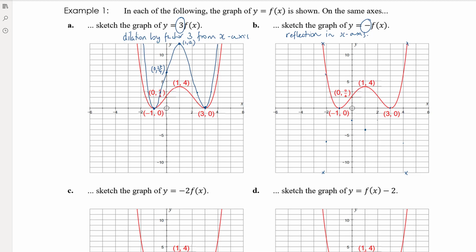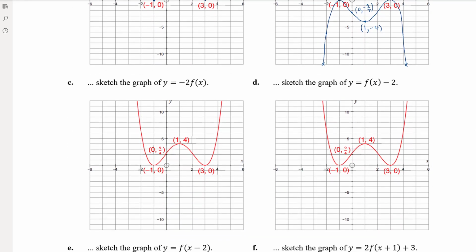And so we essentially get our quartic graph, same shape, just upside down. But we can be quite technical about that in terms of actually mirroring a selection of points so that we're getting a precise graph. So this turning point is now at (1, -4). This y-intercept is now at (0, -9/4). Okay, your x-intercepts are still at (-1, 0) and (3, 0).